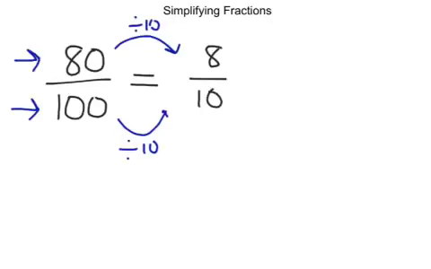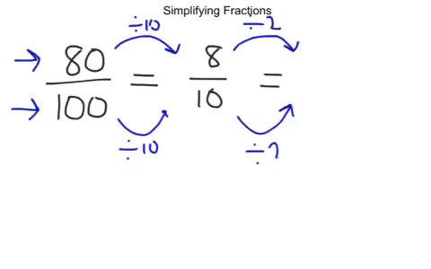Now, we have simplified that fraction, but what we do have to ask ourselves is, have I simplified it fully? Can I simplify it again? And in this case we can, because if you look at 8 and 10, both 8 and 10 are divisible by 2. So I'm going to divide the top by 2, and whatever I do to the top, I do to the bottom. So I divide it by 2. So 8 divided by 2 is 4, 10 divided by 2 is 5, 4/5.